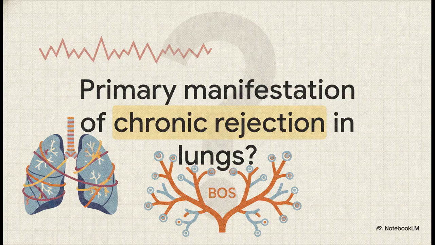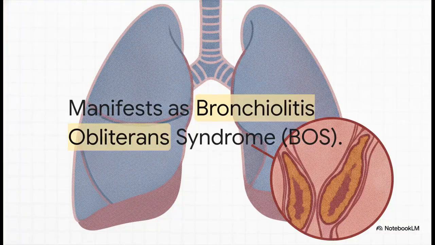Question 18. In clinical lung transplantation, what condition serves as the primary clinical manifestation of chronic allograft rejection? A. Acute alveolar hemorrhage syndrome. B. Bronchiolitis obliterans syndrome, BOS. C. Pulmonary arteriovenous malformations. Or D. Mass-like pulmonary hamartomas. The answer is B.